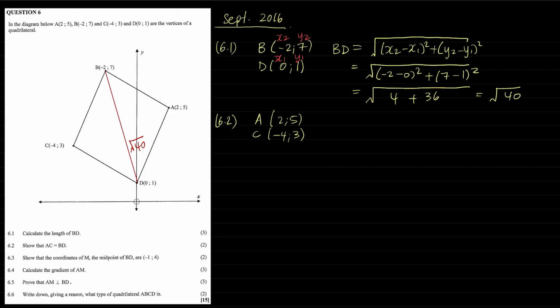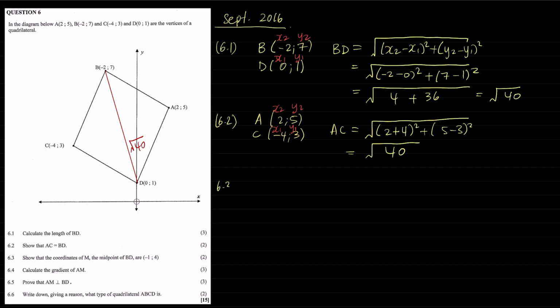I'm going to go ahead and label them. This is going to be x2, y2, x1, y1. And so I'm not going to write the formula again. Instead, we just go ahead and substitute. So 2 minus negative 4 is 2 plus 4 all squared, and plus 5 minus 3 all squared. And that's 6 squared plus 2 squared, that is the same. It gives us the square root of 40. And there we've shown it.